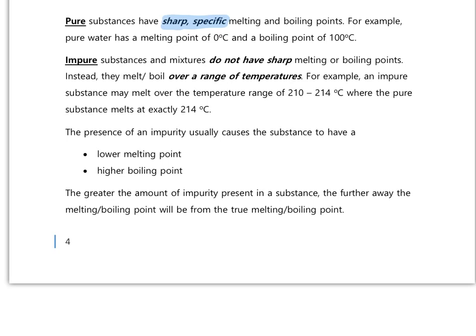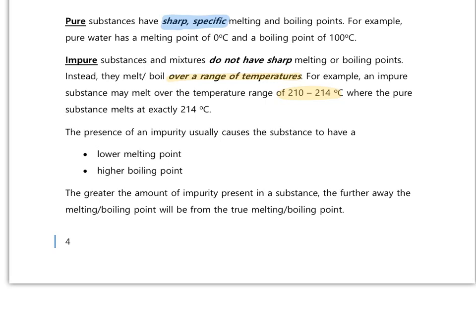How does it change if the substance is impure? Well, impure substances do not have sharp melting points or boiling points. Instead, they melt or boil over a range of temperatures. So they could melt over a temperature range of 210 to 214, where the pure substance melts at exactly 214 degrees C. So you can see they're melting over a range of temperatures rather than at one sharp, specific melting or boiling point.